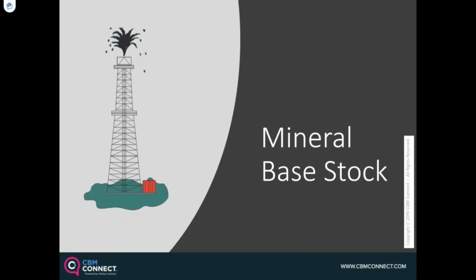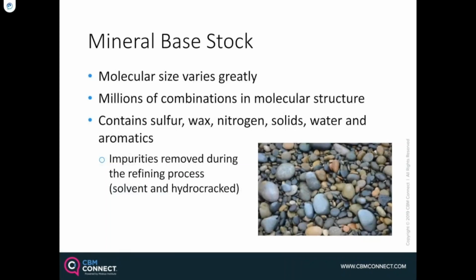Let's take a little bit more in-depth look at the mineral base oil stock. As I alluded to, there are a lot of different sizes of carbons and molecules in there. It also has a fair amount of contamination as far as the sulfur and the wax and solids and water and everything that comes out. The purpose of the refining process, and we're not going to go through the refining process today, is to remove those impurities through a variety of different processes.